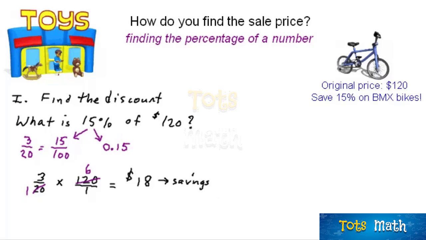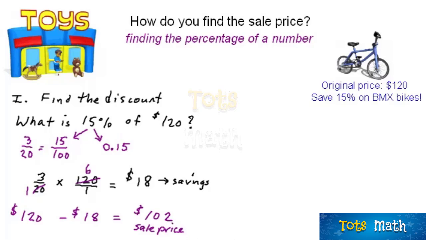It's not the sale price. This is just the amount of money that I'm going to save because of the sale. To find the sale price, I need to subtract the savings or the discount from the original cost. So $120 minus $18 equals $102. And that's the sale price.